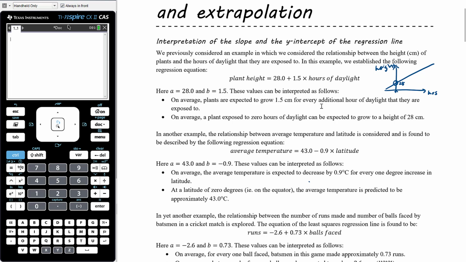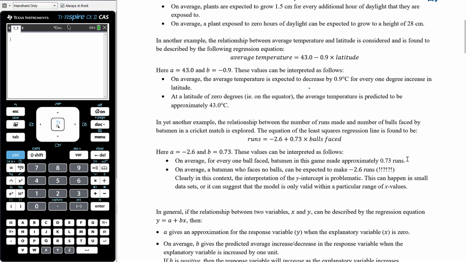Alright, let's have a look at another example. Relationship between average temperature and latitude is considered and found to be described by the following regression equation. We'll talk more about latitude in the geometry module later on in the year. Latitude is the distance away from the equator, so the further we get away from the equator, the less the average temperature gets. In this instance, average temperature is 43.0 minus 0.9 times the latitude.